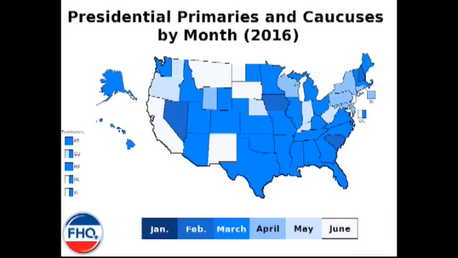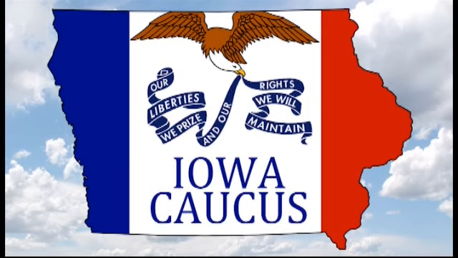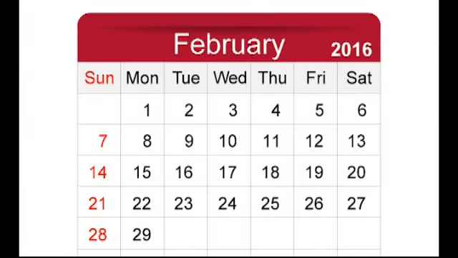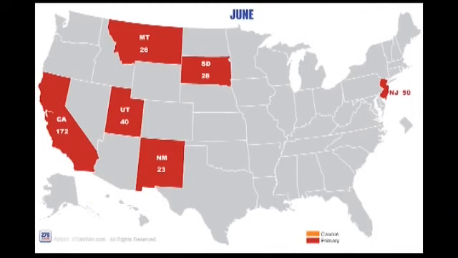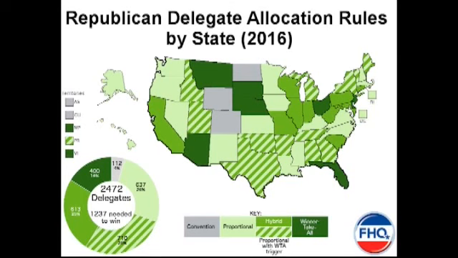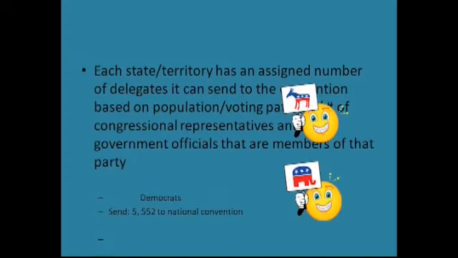States hold their primaries or caucuses on predetermined dates. The first state to vote has long been Iowa in February, and the last states to vote hold their primaries in June. Each state has a certain amount of delegates. The amount of delegates each state has is based on the population of the state.